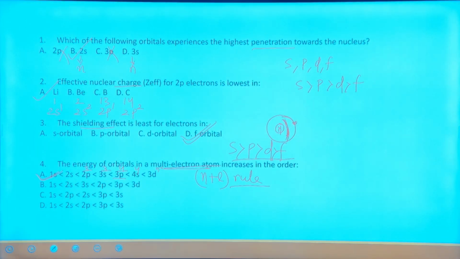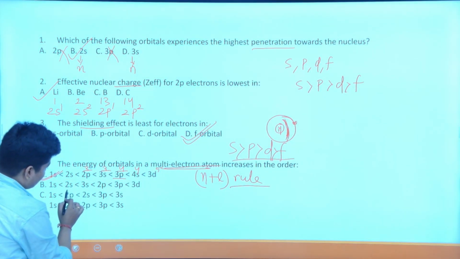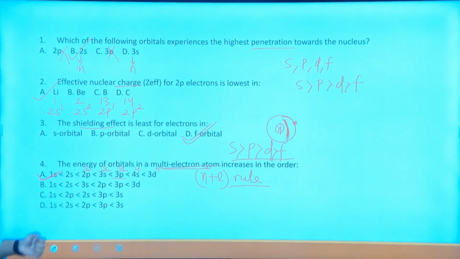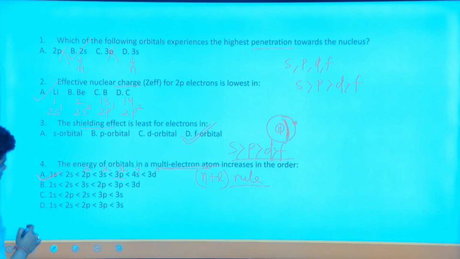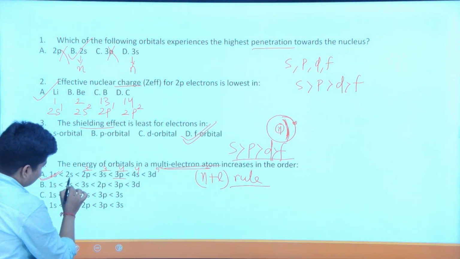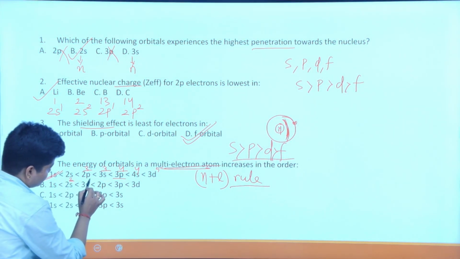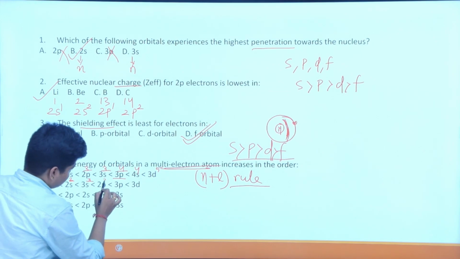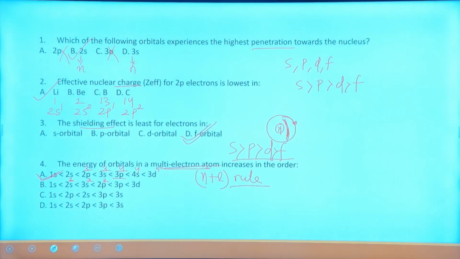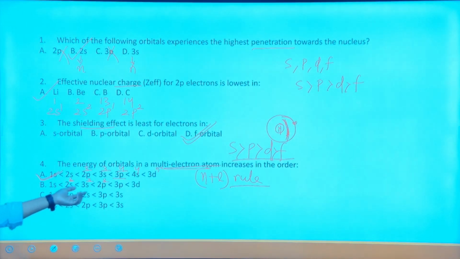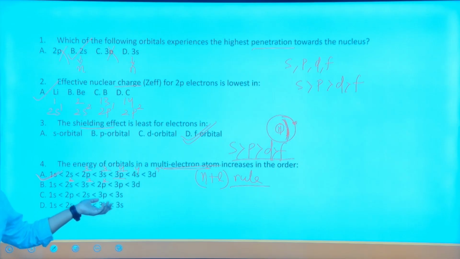Why not these three options? We can see 2s and 3s. After 2s, 2p will be there. Why? Because here n plus l is 2, here n plus l is 3, and here also n plus l is 3. But we know if the n plus l value is the same for two orbitals, the orbital which has the lower n number will be filled first.